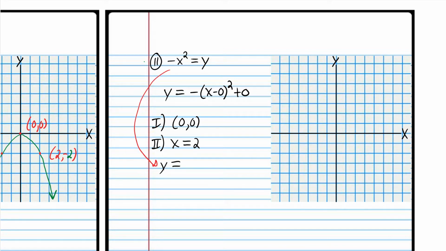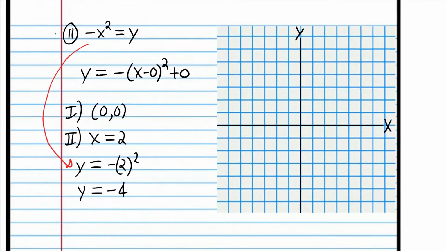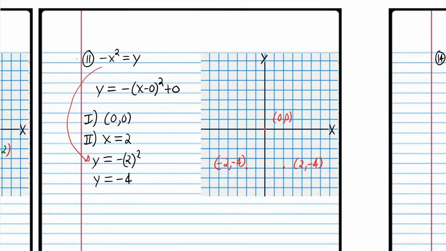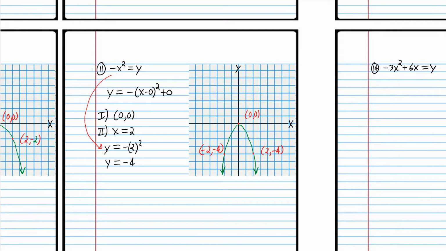If x is 2, then y is equal to negative 2 squared. You don't really have to have parentheses in that example, but I'm just using parentheses to show you I plugged that in. So now we have 2, negative 4. That'll be about here. And we have 0, 0, and we can use symmetry. And we connect the dots. And there you go. So if you got a parabola that looks like that, good job.